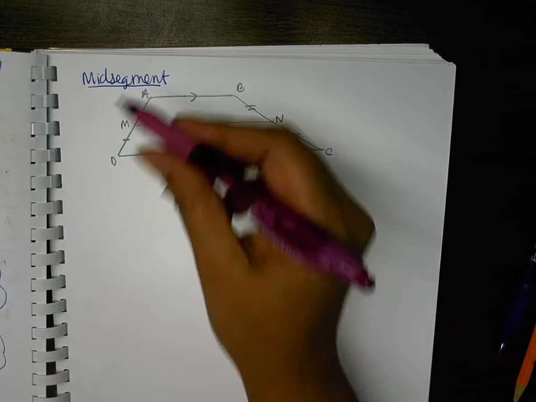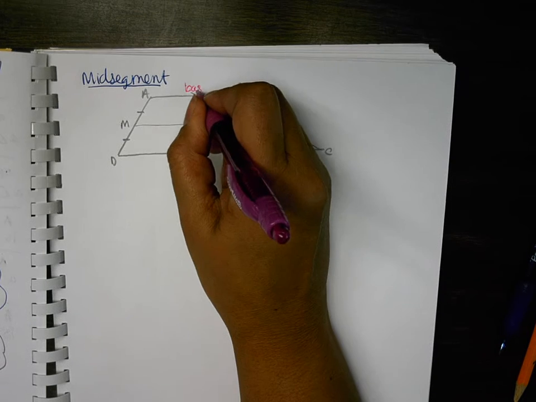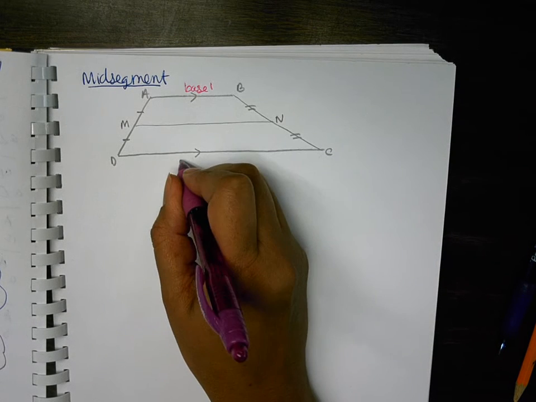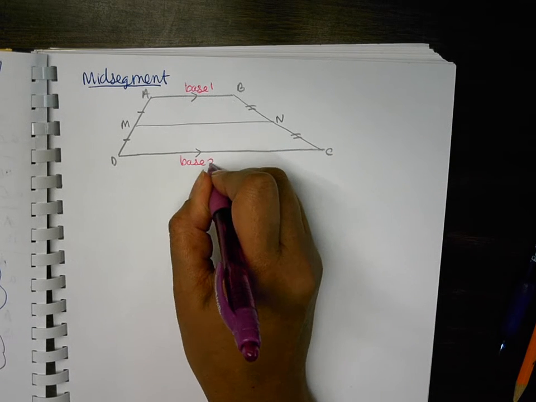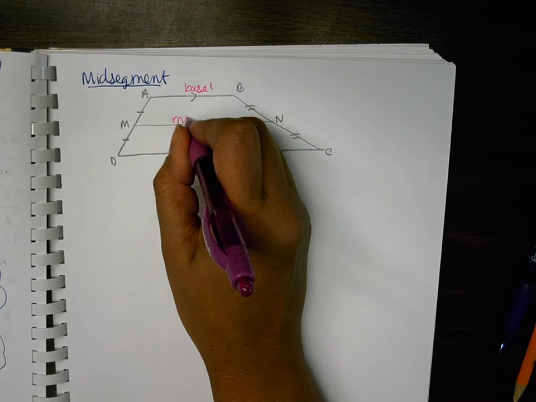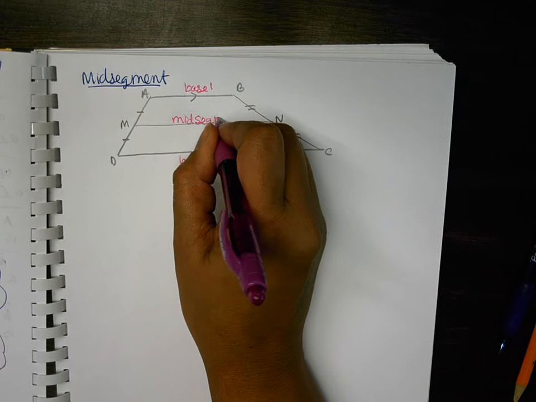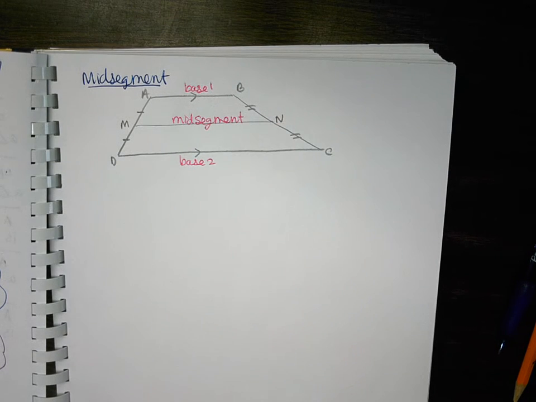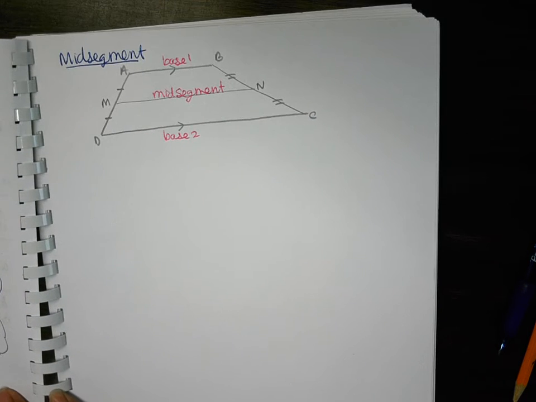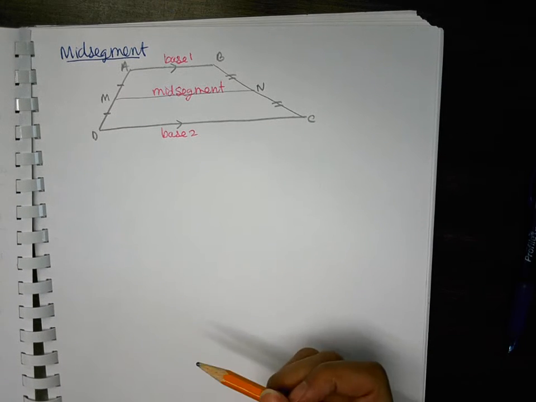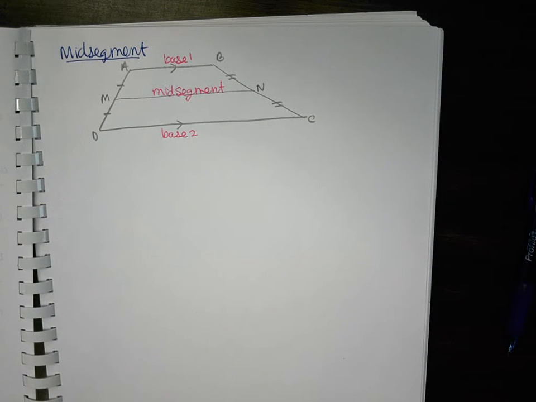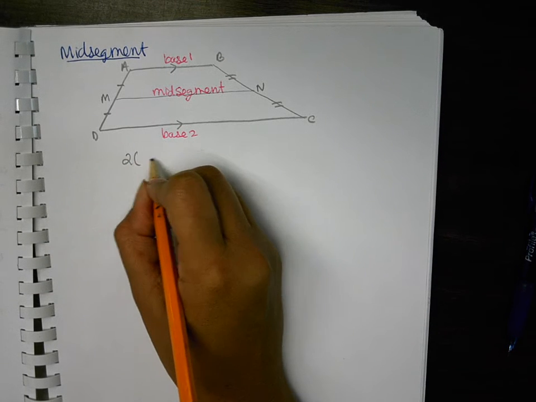We're going to call this base 1. We're going to call this one down here base 2. And the middle is called the mid-segment. All right. And here's the formula. Are you ready? Super easy. I will slow down just a smidge. It's the exact same as the one I just showed you for the triangle. You double the mid-segment to equal the base. Double the mid-segment.